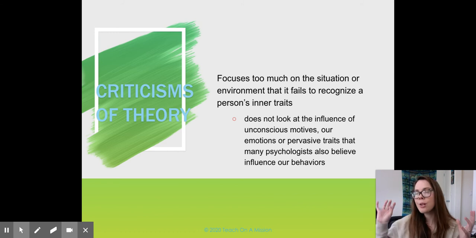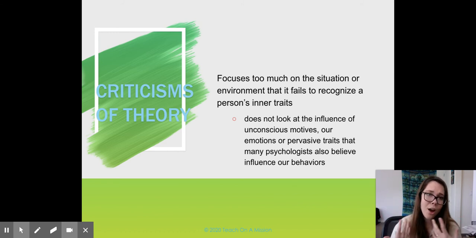And criticisms of the theory: first of all, it's really new. We don't have too much to study on this yet, and it focuses too much on the situation and environment, and fails to recognize the person's inner traits. When we think of our different lenses, like the cognitive behavioral, Freud will think it doesn't go too much into the unconscious, and Maslow's thinking, let's avoid the unconscious, right? So again, they're always going to be butting heads, but it doesn't look at the influence of unconscious motives and emotional persuasive traits. Clearly the self theory is still being worked on. It has a lot of places to go, but we're still learning about it.